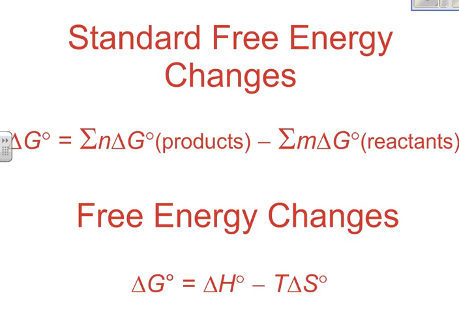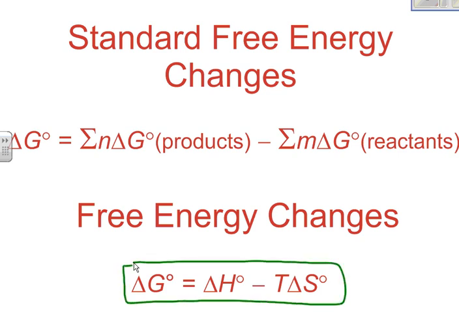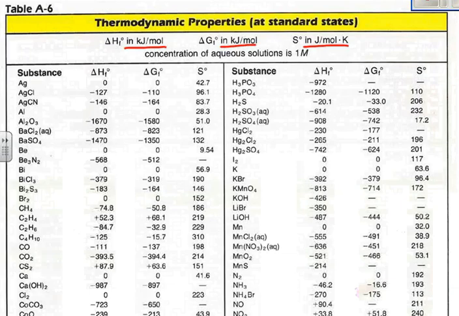Similar to enthalpy and entropy, we have a formula we can use to figure out the delta G for the reaction. Of course, we have a couple different ways. We can use the formula here: if we know delta H of the reaction and delta S, we can use that to figure out delta G. We can also use our table of thermodynamic properties. Looking at the table, we can see that along with delta H values and entropy values, we also have delta G values.